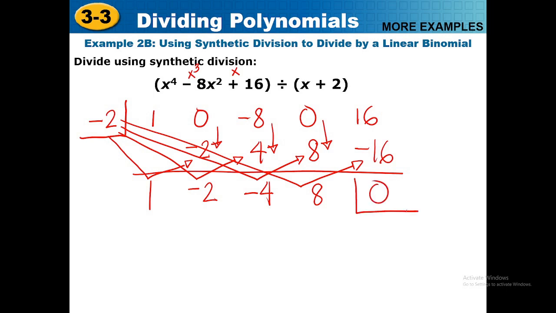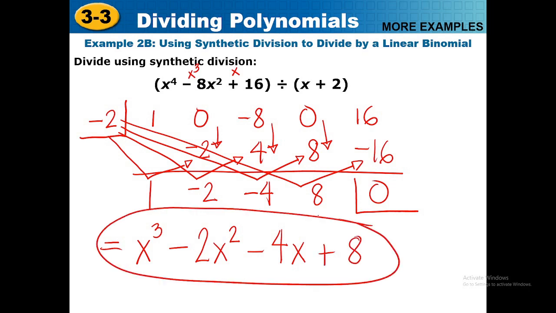So how do you write your final answer now? x cubed minus 2x squared, minus 4x, plus 8. Okay, that will be our final answer. Any questions so far?